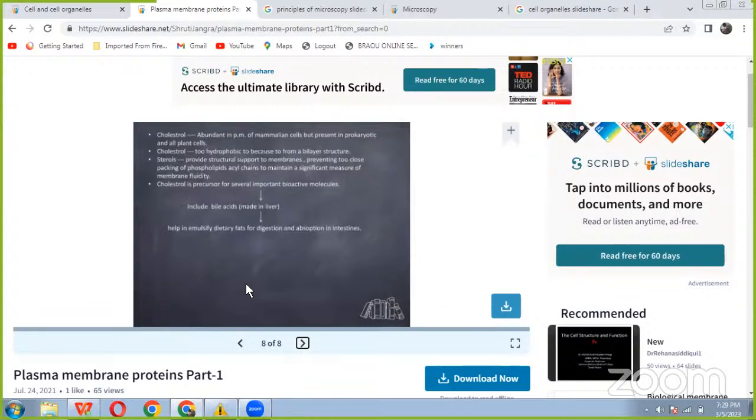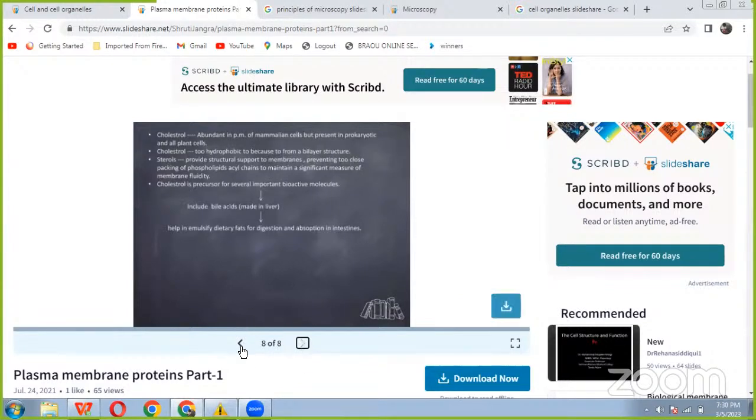Sterols provide structural support in the membrane, preventing close packing of the phospholipid acyl chains. Acyl chains also maintain a significant measure of membrane fluidity. Cholesterol is the precursor of several important bioactive molecules, including the bile acids, which are made mainly in the liver. They help with emulsification of dietary fats, digestion, and absorption in the intestine.